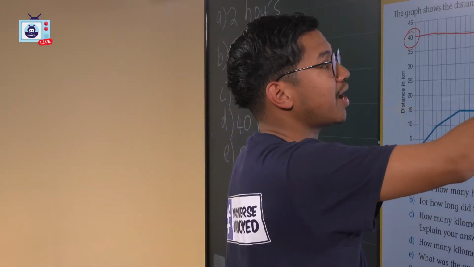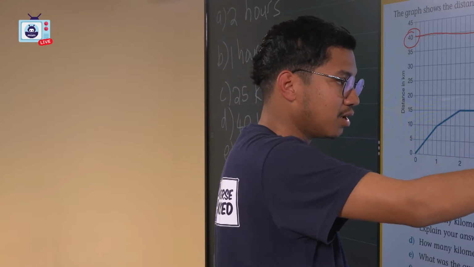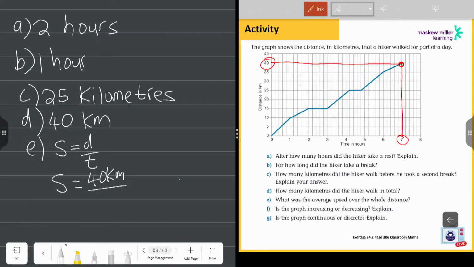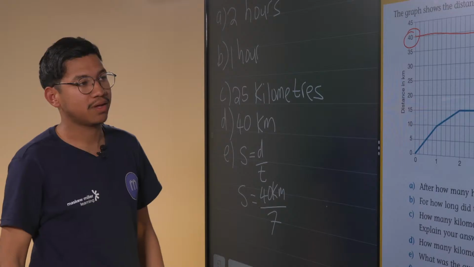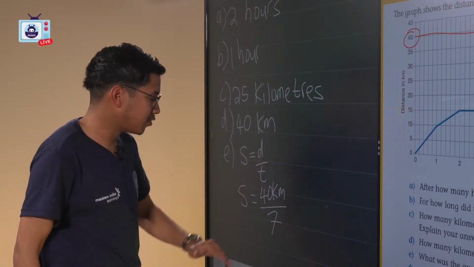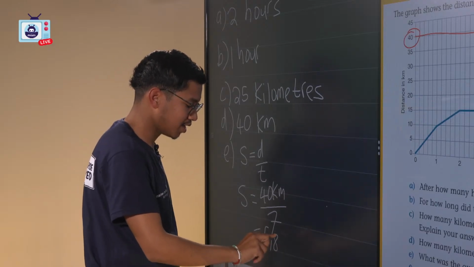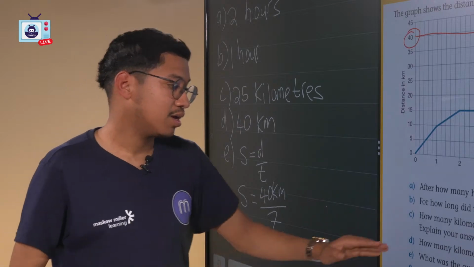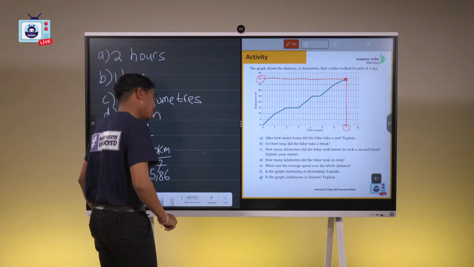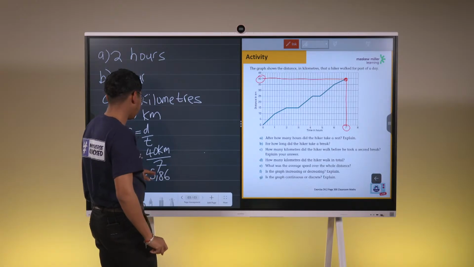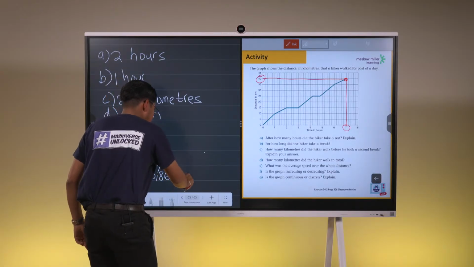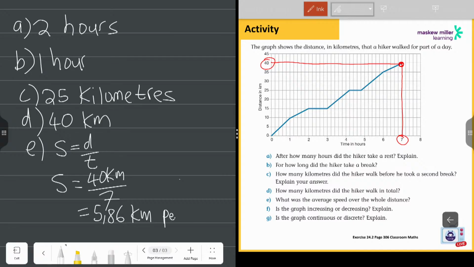So at this point where the hiker has stopped, I go down to check how many hours the hiker has walked. So how many hours was that? It was 7 hours, all right? And then obviously, you can just do long division. 40 divided by 7 gives us approximately 5.86, right? Speed, right? So what is the speed? So we have walked at the speed of 5.86 kilometers per hour. Per hour, right? Because our independent variable is given in hours, all right?